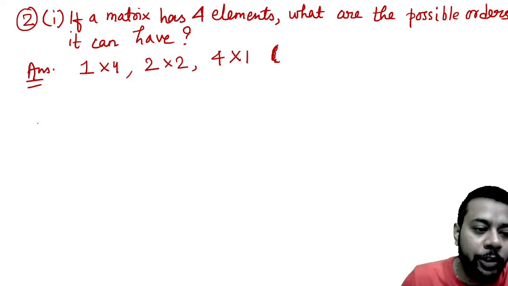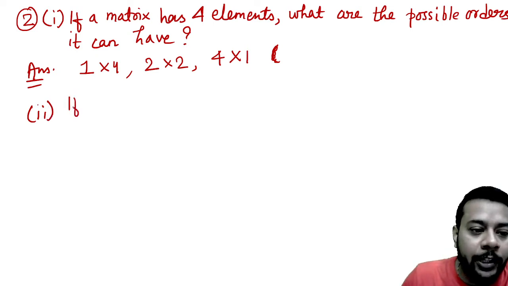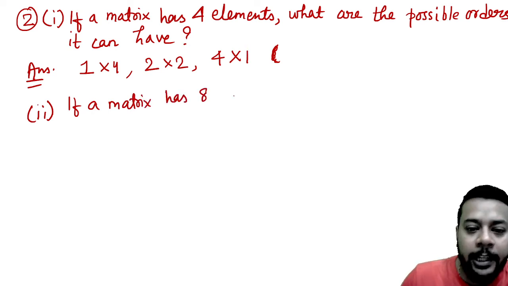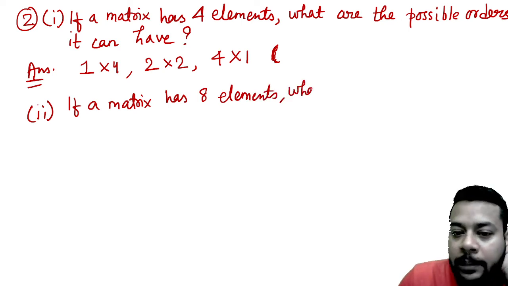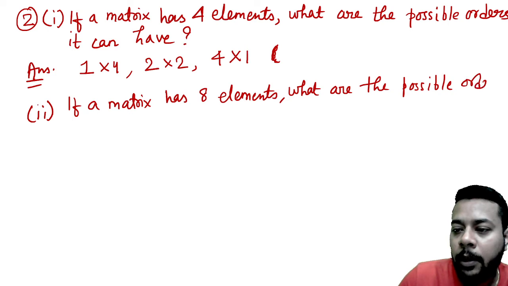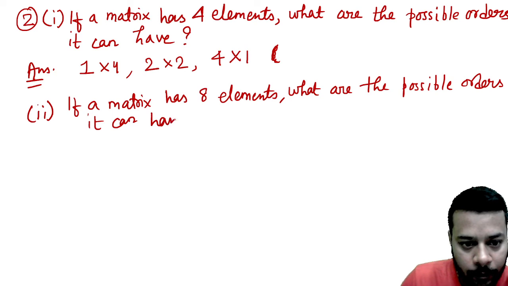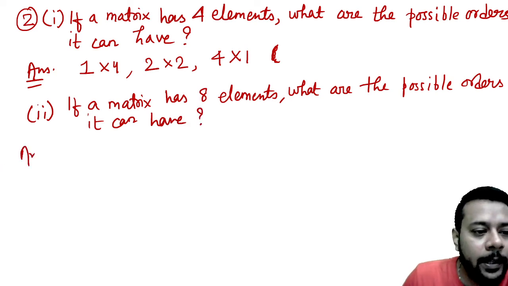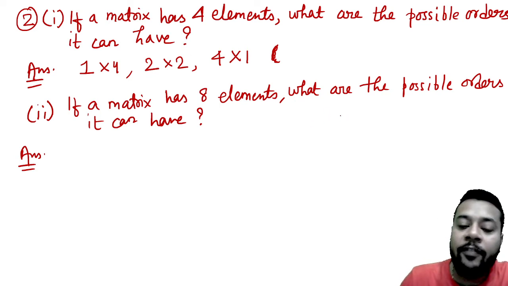You can see one more question of the same type with a different value. Here the question is, if a matrix has 8 elements, what are the possible orders it can have? So what will be the answer here? Think in the same way. What are the factors of 8?